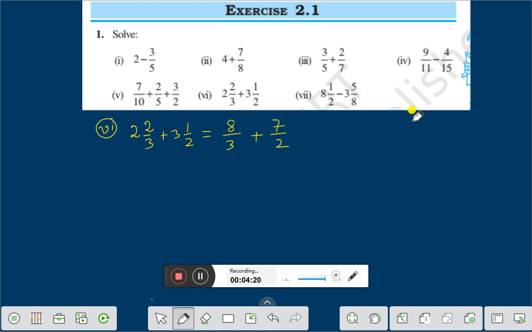Find the LCM of 3 and 2. 3 and 2 are divisible by 1 only. Therefore LCM is equal to 3 into 2, that is equal to 6. Now we are getting 6 as LCM.